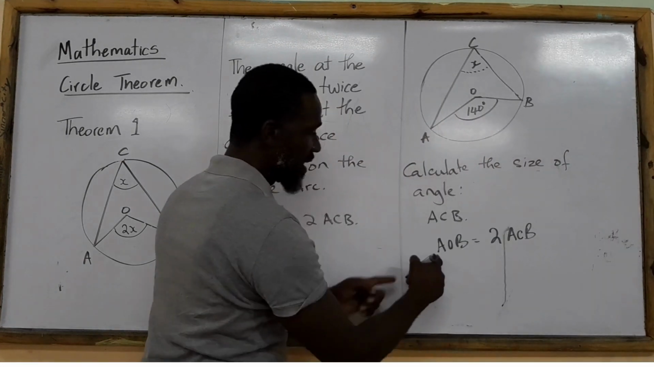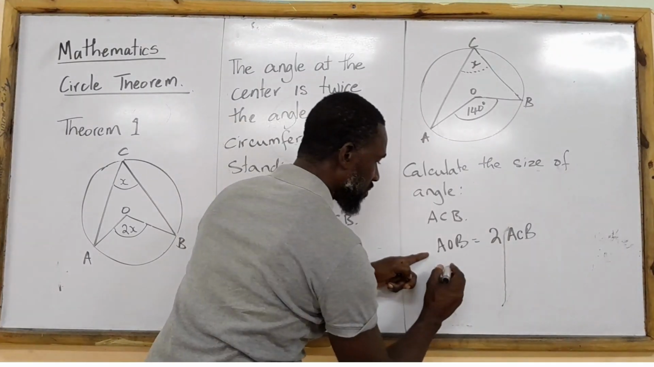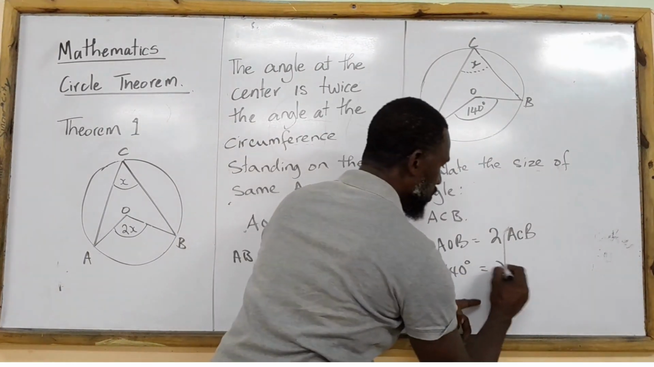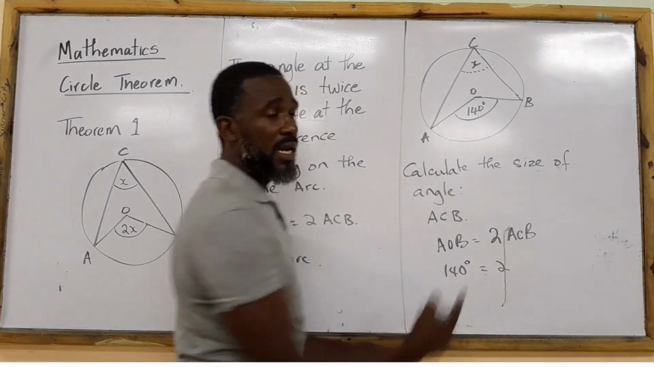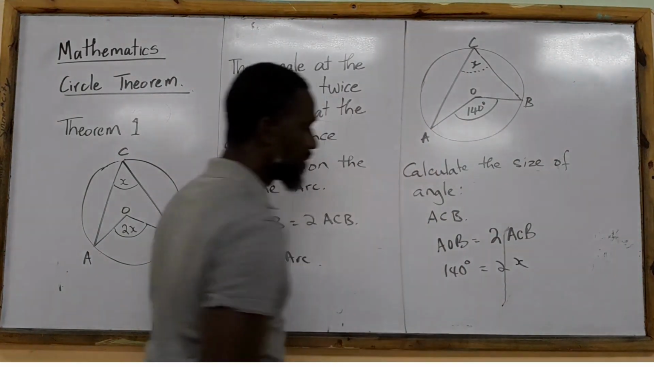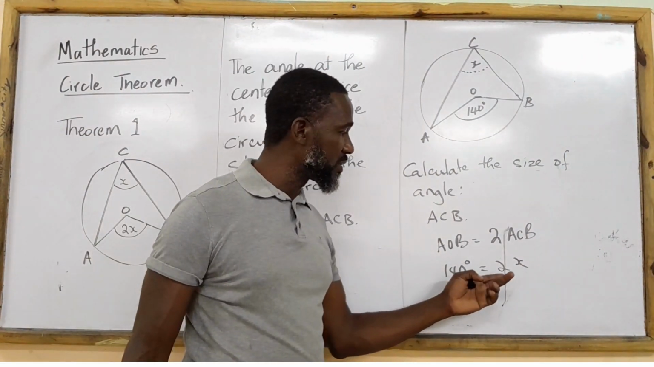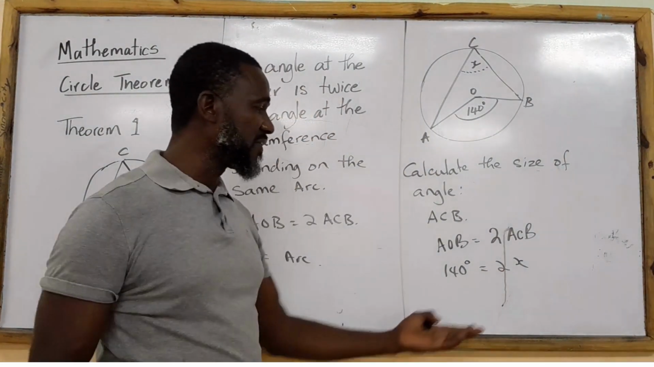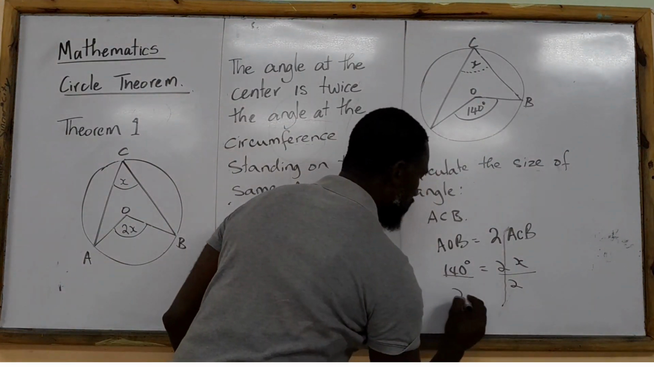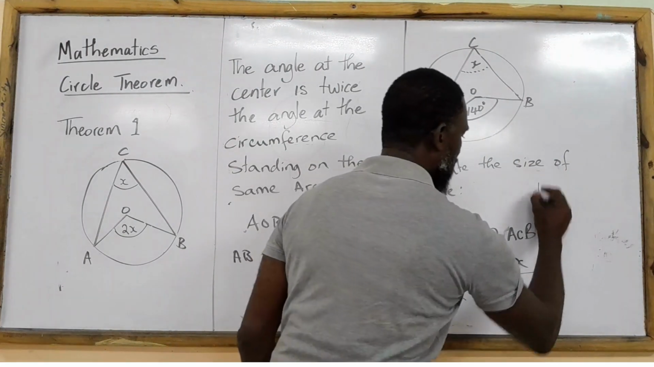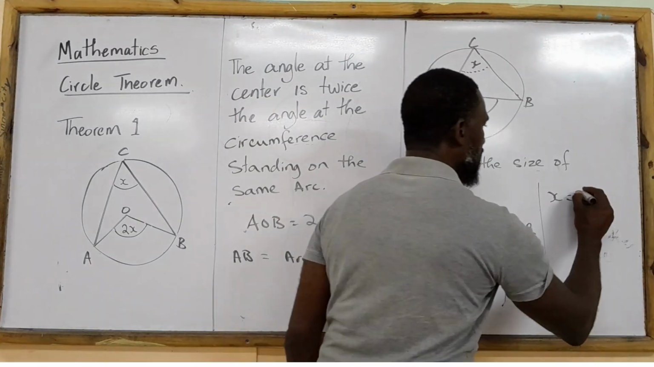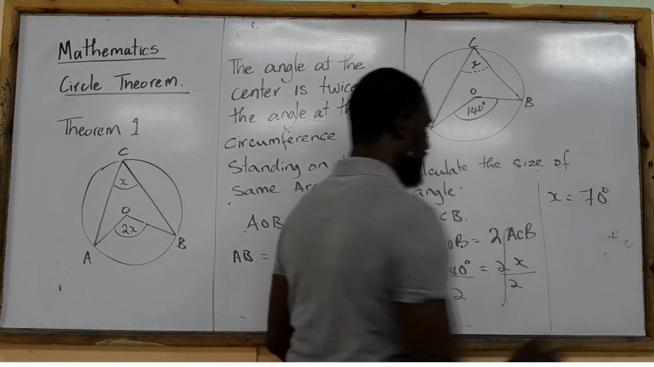So if AOB is equal to 140 degrees and angle ACB is equal to x, then we have 140 is equal to 2x. Then if I divide both sides by 2, angle x is equal to 140 divided by 2, which is equal to 70 degrees.